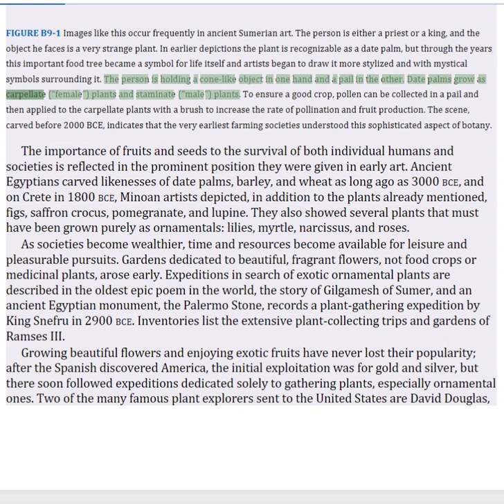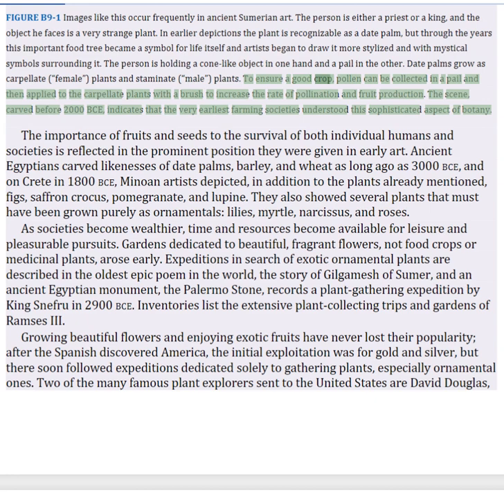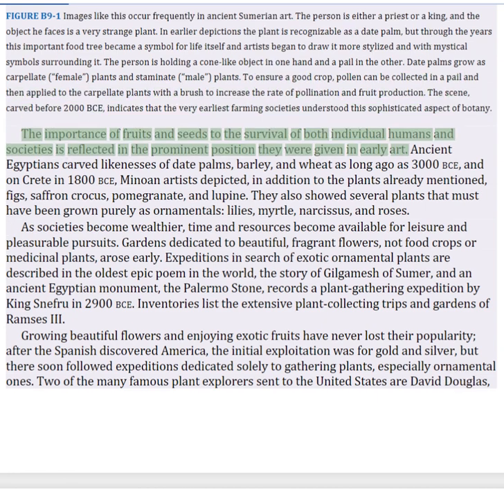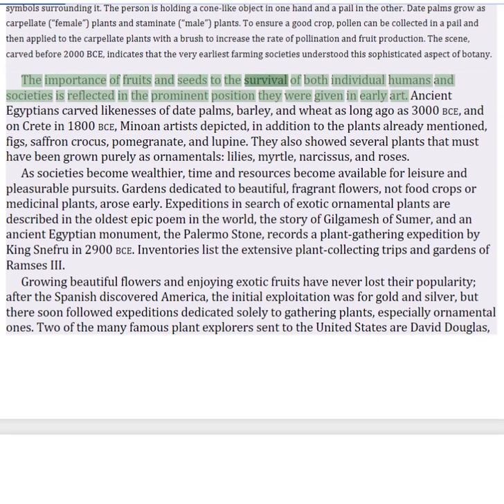Date palms grow as carpellate plants and staminate plants. To ensure a good crop, pollen can be collected in a pail and then applied to the carpellate plants with a brush to increase the rate of pollination and fruit production. The scene, carved before 2000 BCE, indicates that the very earliest farming societies understood this sophisticated aspect of botany. The importance of fruits and seeds to the survival of both individual humans and societies is reflected in the prominent position they were given in early art.